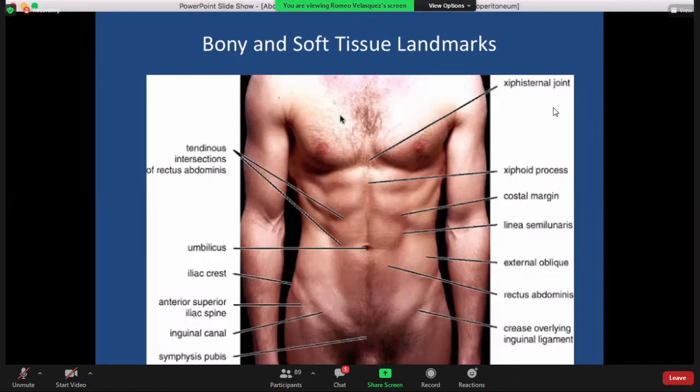So these are the bony soft tissue landmarks. I'm sure you're familiar with this. We do not have to go into great detail. You're familiar with all those bony and soft tissue landmarks.